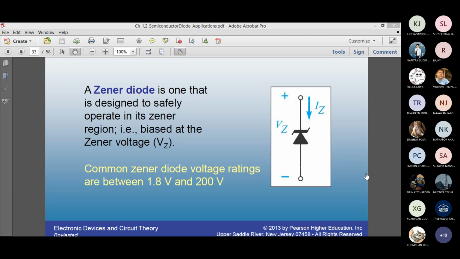Have you ever heard of voltage regulators? I talked about it in the class. A Zener diode is also sometimes called a voltage regulator diode, because the voltage across a Zener diode is fixed. Once you turn on a Zener diode, it provides a fixed voltage, and the same voltage appears across the load. That's why it is called a voltage regulator.